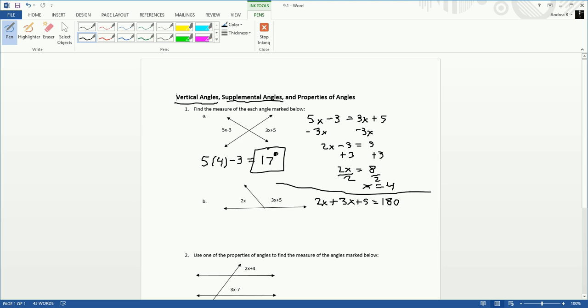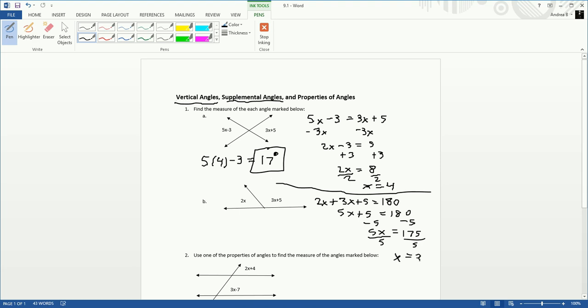So then combine like terms, we'd have 5x plus 5 equals 180, and then subtract the 5 from both sides to get the x part by itself. So we have 5x equals 175, and then finish getting your x by itself by dividing both sides by 5. So here in this case, we get x equals 35.